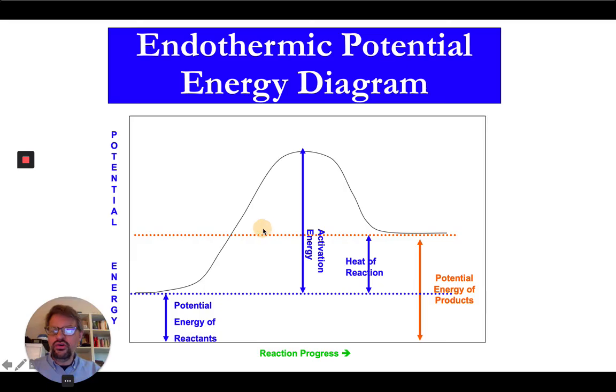So on our endothermic graph, again, this is the energy of the reactants. The red is the energy of the products. We start here. We have to add all this energy, this activation energy, to get the reaction started. Once we hit this point, then the reaction happens on its own, and some of that activation energy is absorbed by whatever the product molecules are. That's our heat of reaction, which in this case is absorbed into the reaction.